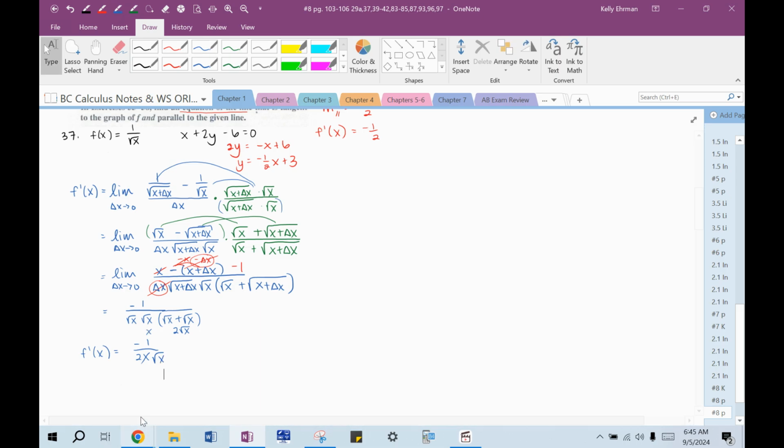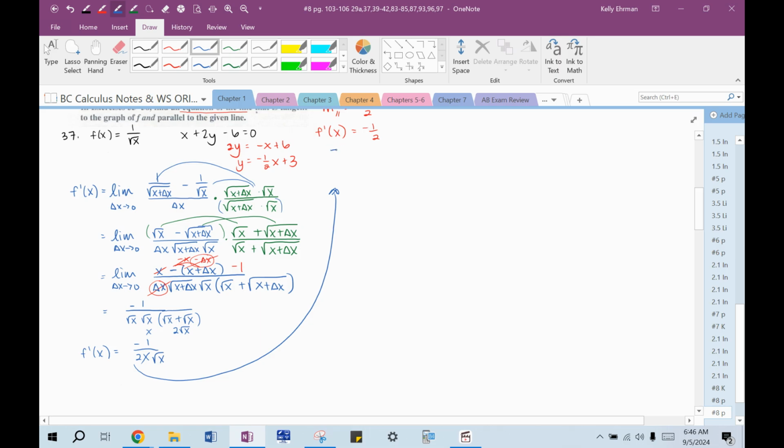Okay, so we have our f prime equation, and remember what we need to do? We're trying to find the equation of a line that's parallel to this line and tangent to this line. So now that I have the slope formula, that's what the derivative is, I can set the slope formula equal to negative 1/2 and see what x makes that happen. We're basically figuring out where the point of tangency needs to be.